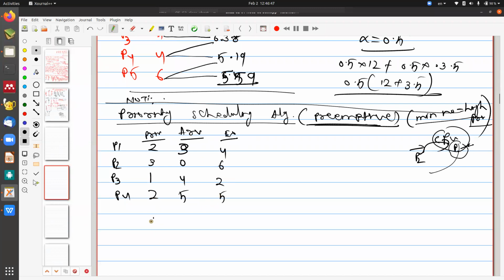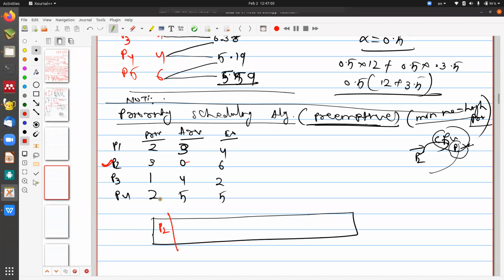Now I am preparing how they are executing, so please look into it. I hope you understood this. First you always have to look at the arrival time. The arrival time is 0, which means P2 has arrived first. So first P2 enters. Because there is only one process, there is no need to look into the priority. First I'll execute it. How long will I execute it?